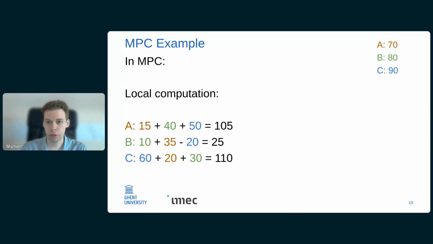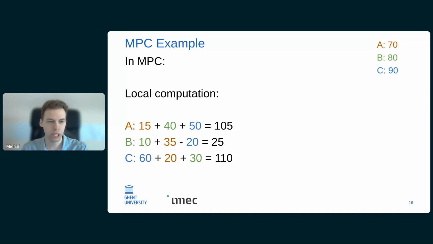Then every party can do a local computation. So A will do 15 plus 40 plus 50. So 15 is the one number A kept from the original secret share split. And then it takes 40 that it received from B, and it will add 50 that it received from C, and it will come out to 105. Still doesn't really say anything about the other parties' salary.